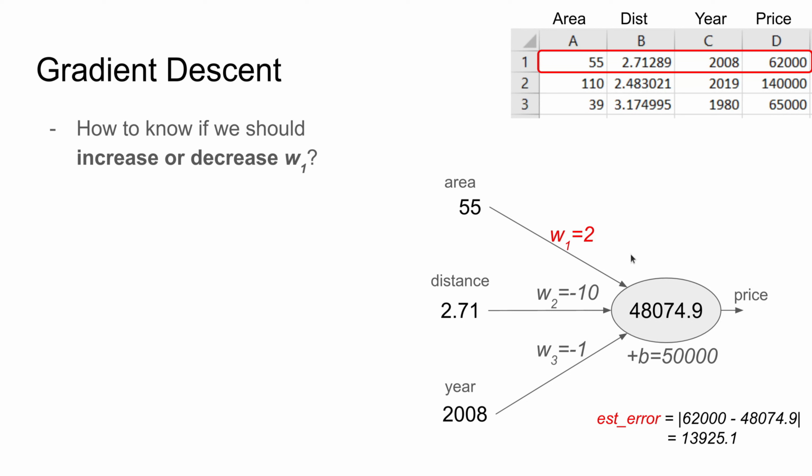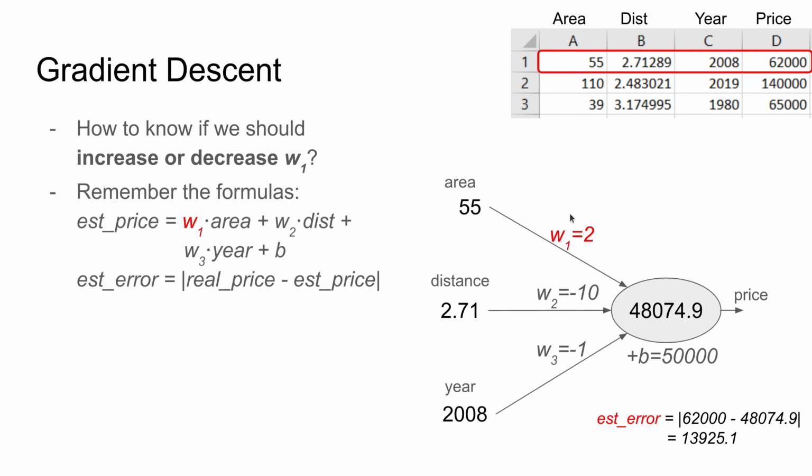If we want to improve this parameter, the first weight, and we take one apartment, let's see how we can improve it. How do we know if we should increase or decrease the parameter? So remember that when we computed the estimated price, this was our formula, and for the estimation error we have this formula.